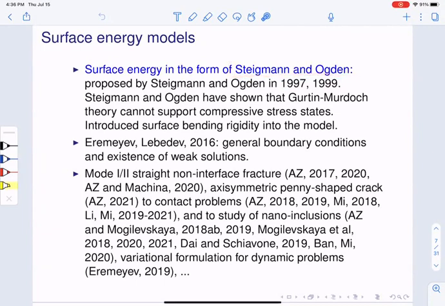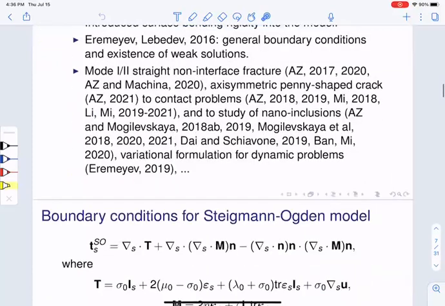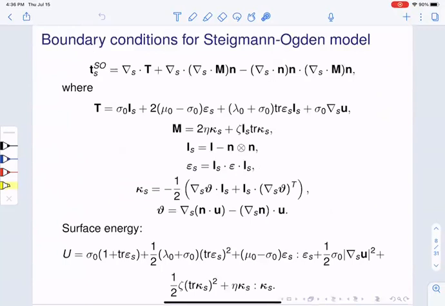This area has been intensely developing starting from 2016, 2017. Here are some references in this area. It grows on a daily basis. I probably should have updated it, because in the last couple of months there were probably new papers showing up in this area. Okay, so let's talk about boundary conditions.